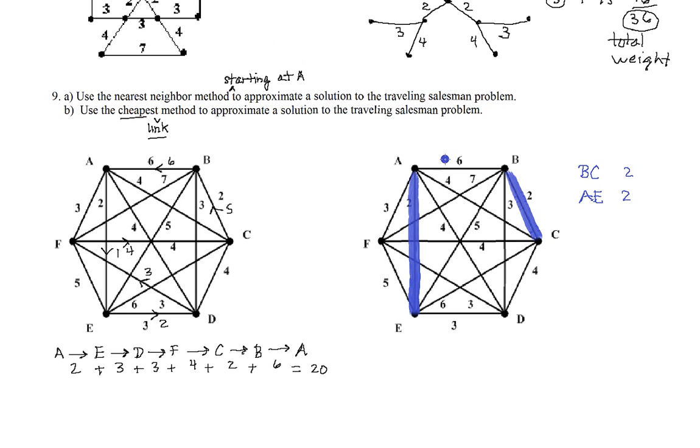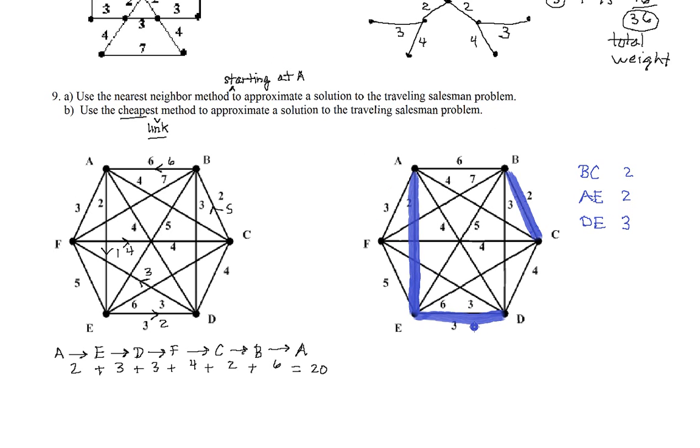And then let's see, there's no more 2s. So now we look at 3s that we can add in. We could add in this 3 right here, E to D. That doesn't make a cycle. Okay, so ED or DE, whichever one you want to do. Probably DE because it's alphabetical. So DE. That's a 3.